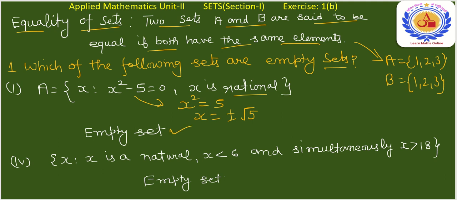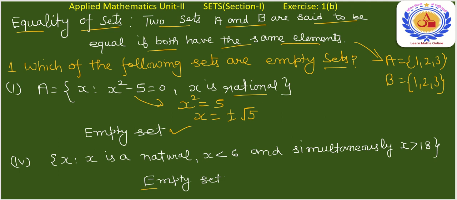Next we will discuss about the part number 4th. Second and third you can do by yourself. In this set, x is natural number, x is less than 6 and simultaneously x greater than 18. So we have not any natural number which is less than 6 and greater than 18 simultaneously.